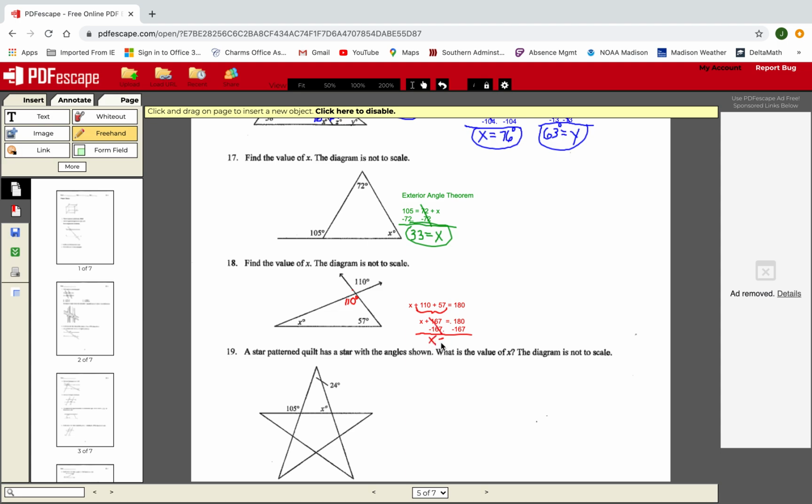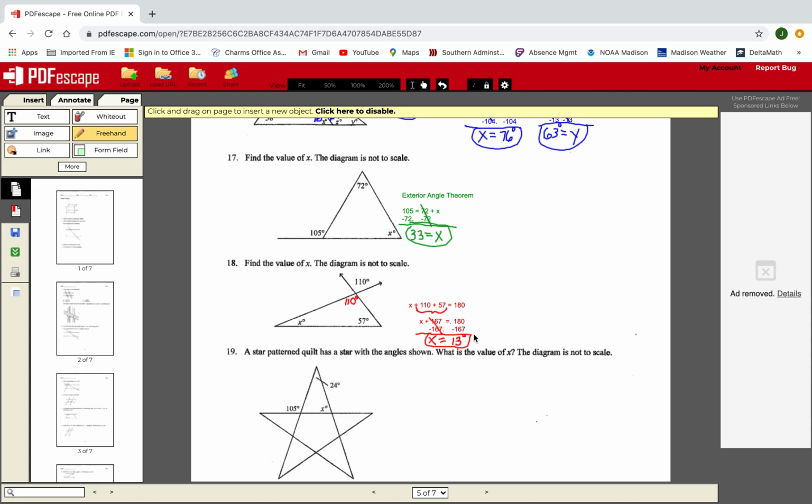And on the right, I have 180 minus 167. Well, 180 minus 160 is 20. If I take away 7 more, then I have 13. And you can double check that by adding 13 back to 167. And you can see that, oh yeah, that does equal 180. So we have that x is 13 degrees.